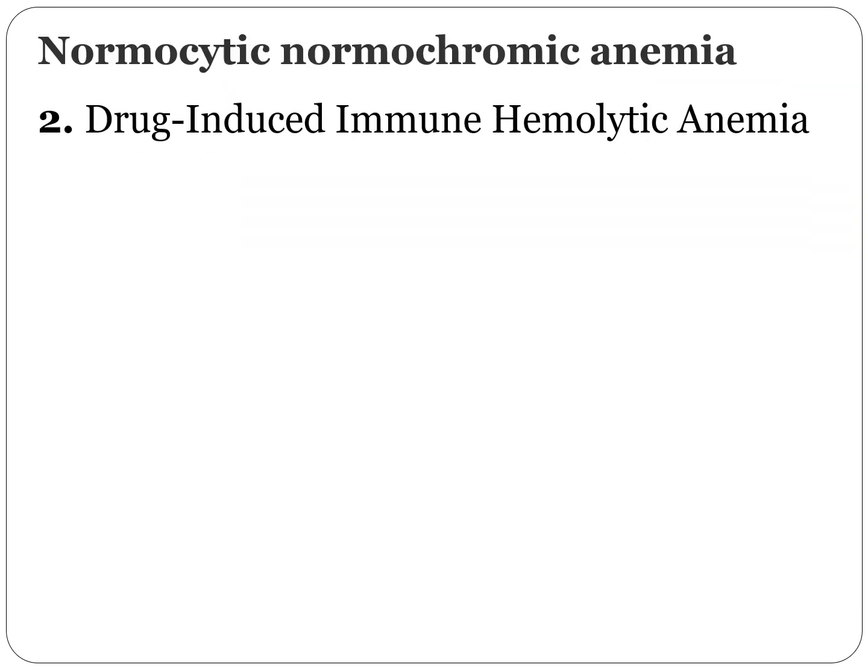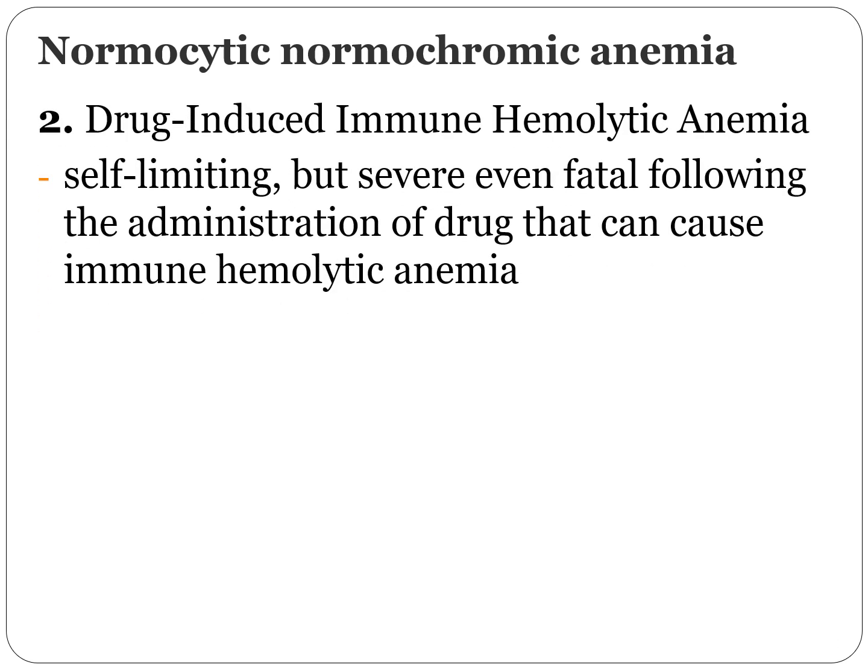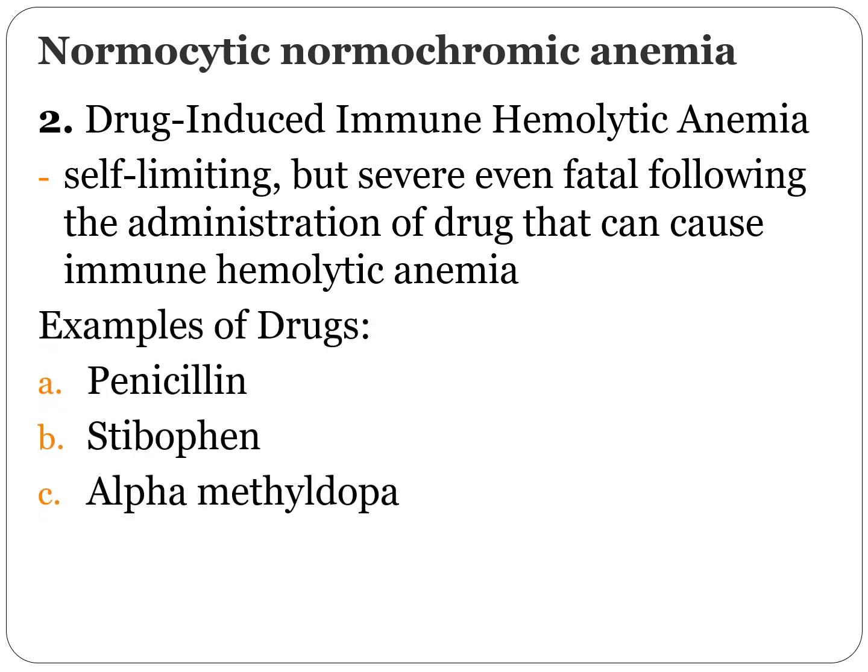Drug-induced hemolytic anemia is self-limiting but severe, even fatal, following the administration of drugs that can cause immune hemolytic anemia. So what would be the best treatment for the drug-induced? You stop the drugs or the medication that you're taking para hindi na magtuloy-tuloy pa. So what would be then the examples of the drugs that can cause this drug-induced immune hemolytic anemia? So we have the penicillin. Okay, we have the ibuprofen and alpha-methyldopa.